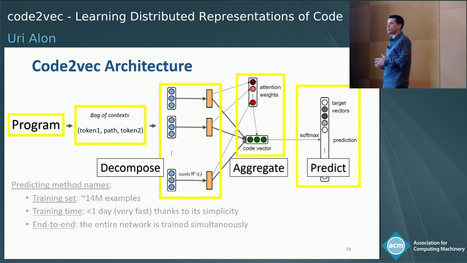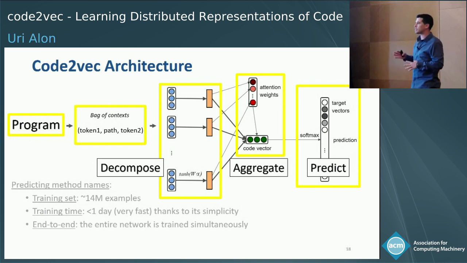And finally, the last part that I haven't talked about yet is that we need to train the neural network to do something. We need to have some sort of objective function that the network will try to optimize. So there are many possible things to do here, depending on the task that we're trying to solve. Because we trained the network to predict method names, we used an additional set of method name vectors for every possible method name that we observed in the training data. And we used the code vector to predict the target method name.